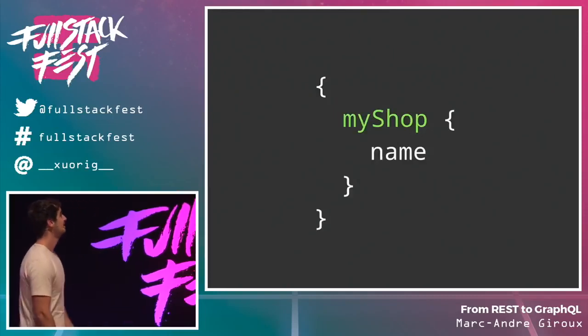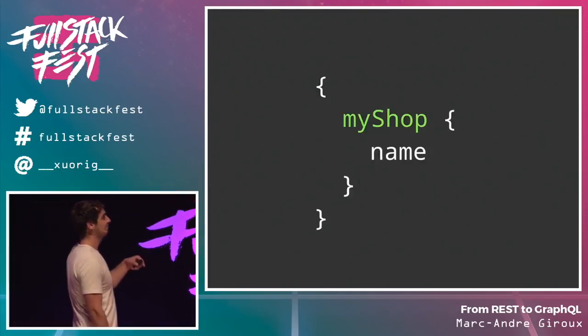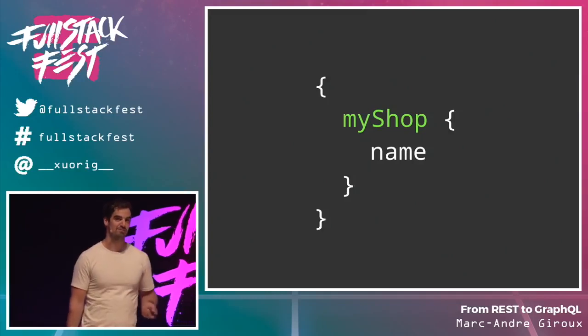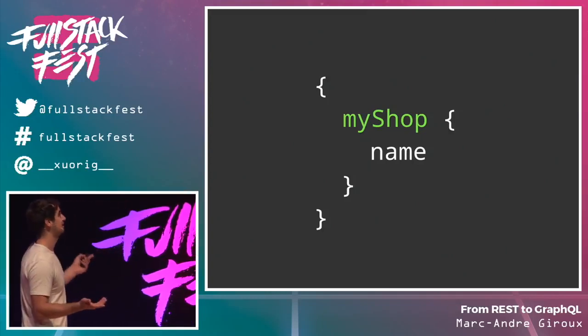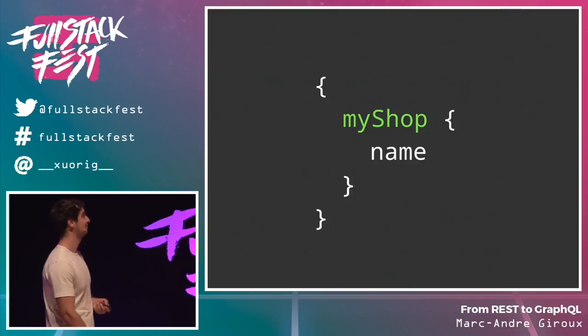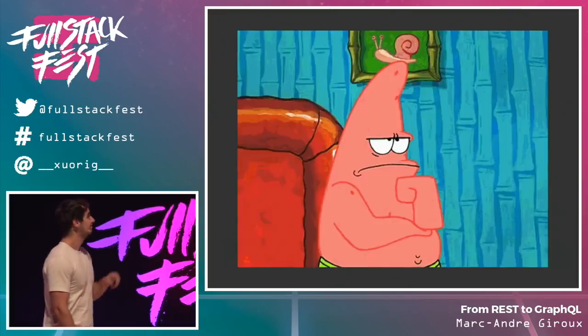That's pretty cool. So name was obviously a field on my shop, but what the hell is my shop, right? Where does it come from? Is it some GraphQL magic? I don't know.